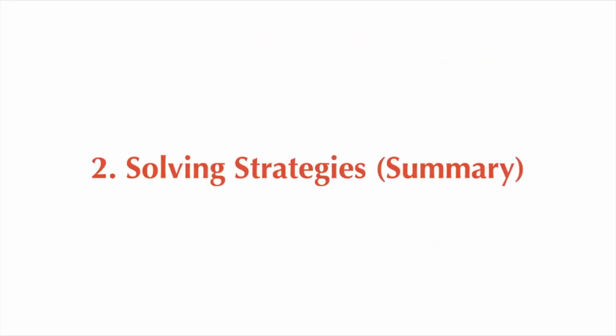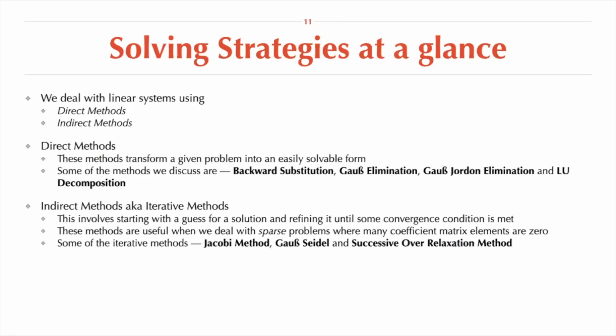Okay, so now let me give you a brief summary of various solving strategies. There are basically 2 strategies: the so-called direct methods and the indirect methods. In the case of direct methods, we transform the given system into a simpler system that is easily solvable. There can be many methods, but we will talk about backward substitution or forward substitution, Gauss elimination, Gauss-Jordan elimination, and LU decomposition. You may have heard of Cholesky decomposition. That's a special case of LU decomposition.